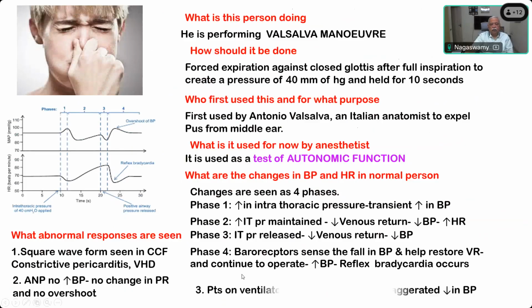Okay. And patients on ventilator and who are hypovolemic, they show exaggerated drop in blood pressure after the release of intrathoracic pressure. Okay. So you can conduct this maneuver on patients with ventilator by holding the inspiratory hold for 10 seconds. Then you can get this particular response in that. Okay.